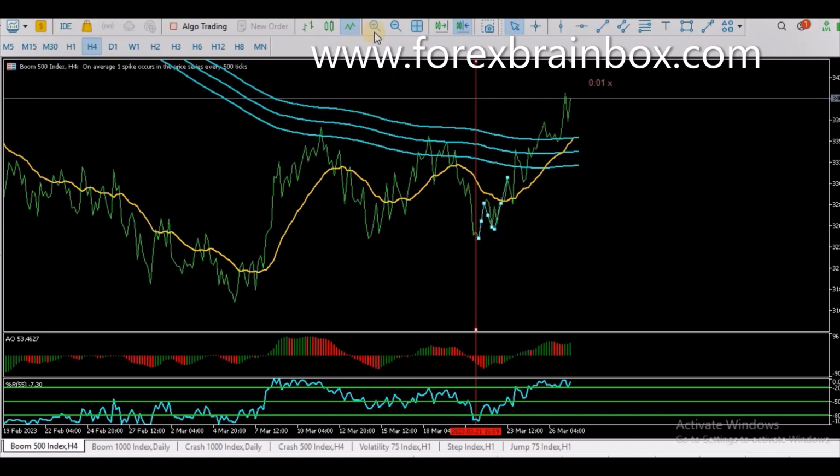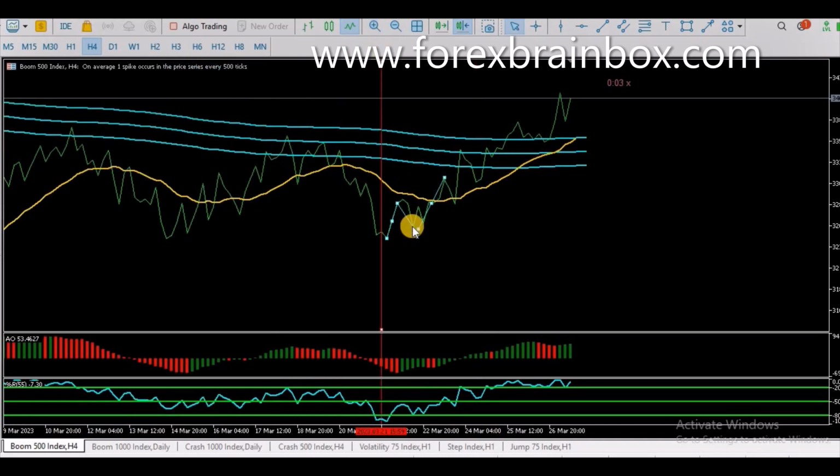See this formation? Let me expand it so that you can see. Hope everyone can see this formation. You see this formation, 1, 2, zigzag, rally, base, rally, and you want your next rally to be above the previous resistance. Now this has happened.